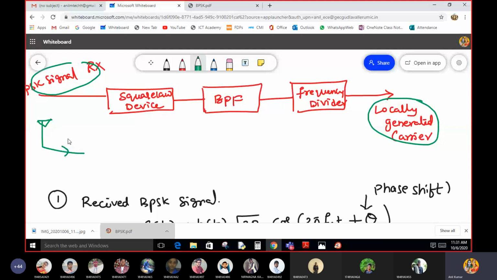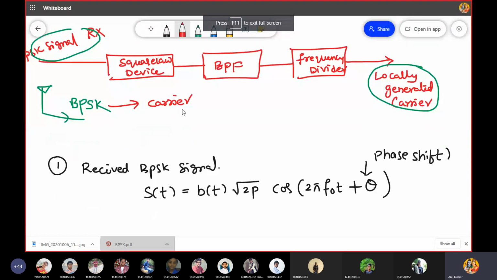By using the receiving antenna I receive the signal, which is called the BPSK signal. By using this particular BPSK signal I am going to generate the carrier, the local carrier. How can we generate the local carrier based on the received BPSK signal? Let me explain now. Right, so these are the things, this is the received signal.